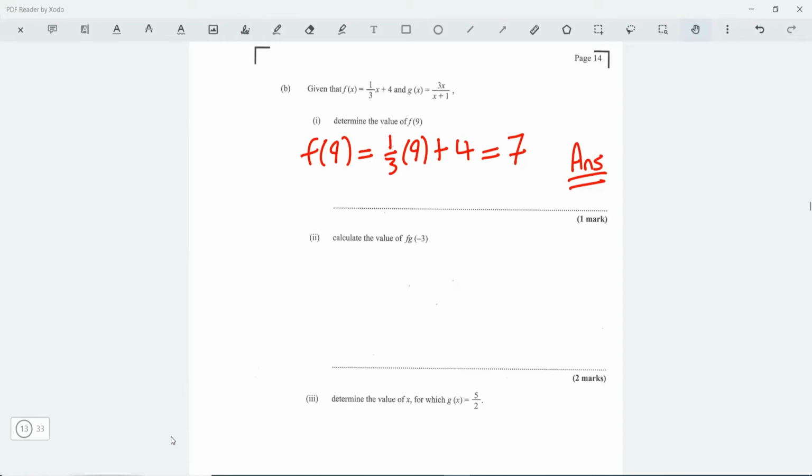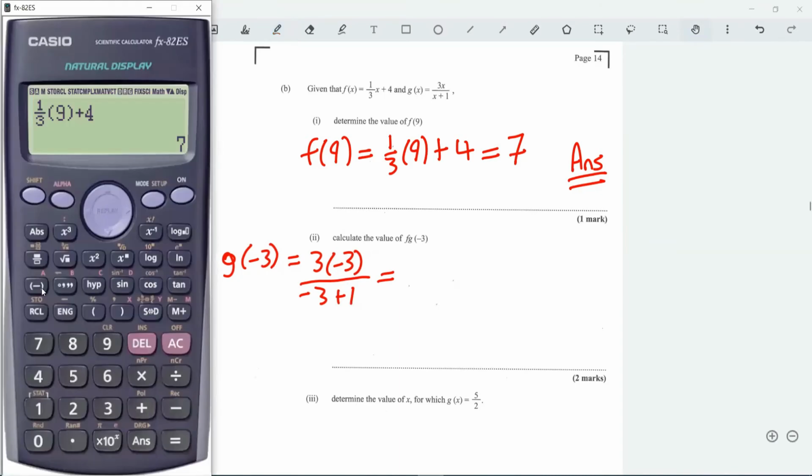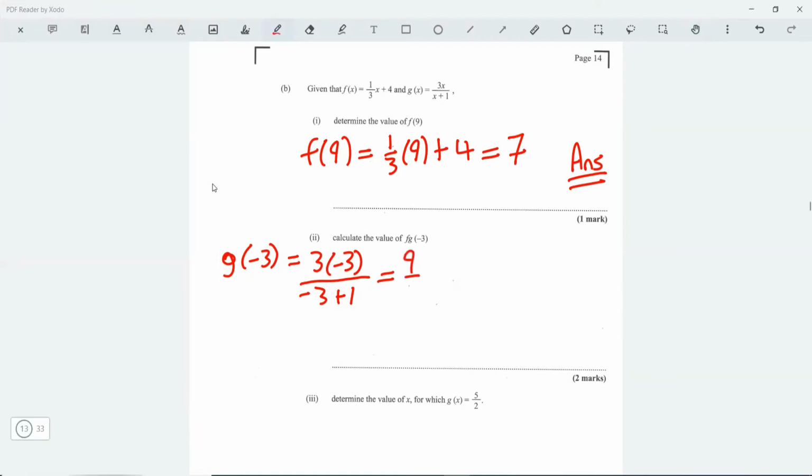To work out fg of -3, first you need to work out g of -3. G of -3 is going to be 3 times -3 over -3 plus 1. So when you work out g of -3, put that into the calculator again. So we have 3 times -3 divided by -3 plus 1. That is equal to 9 over 2. This is 9 over 2.